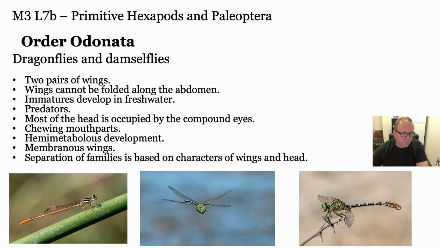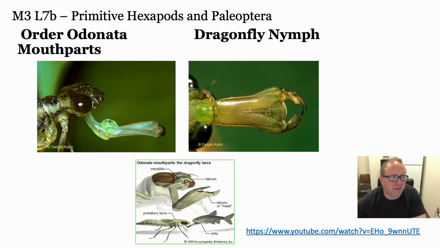The membranous wings are large, with all these veins going through them, and venation is a really good way of separating families, which we won't get too much into.